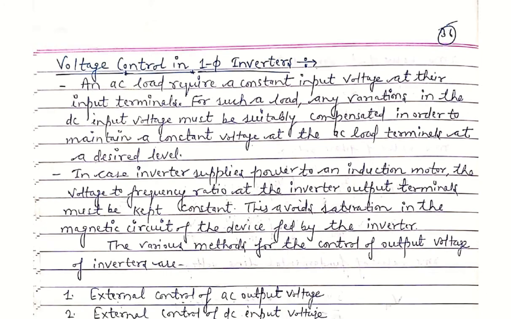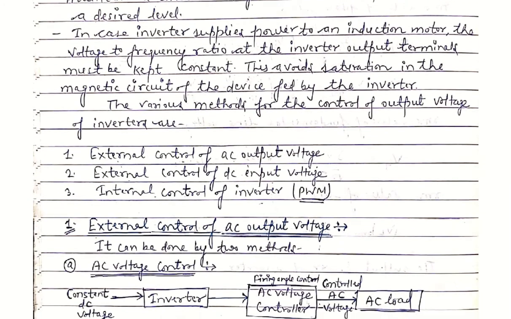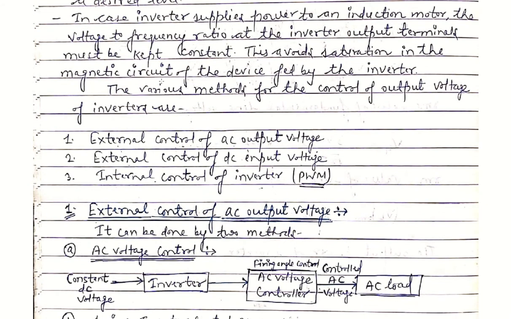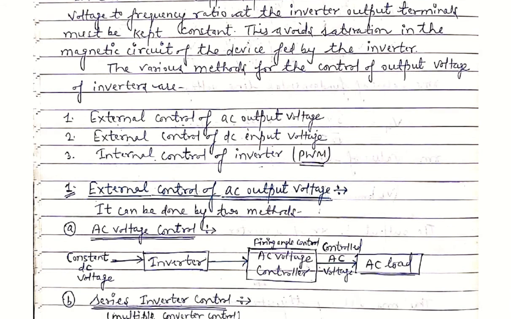There are various methods for the voltage control of the output voltage of the inverter. First one is the external control of AC output voltage. Second one is the external control of DC input voltage. Third one is the internal control of the inverter, that is PWM. We will discuss some techniques regarding all three controls.